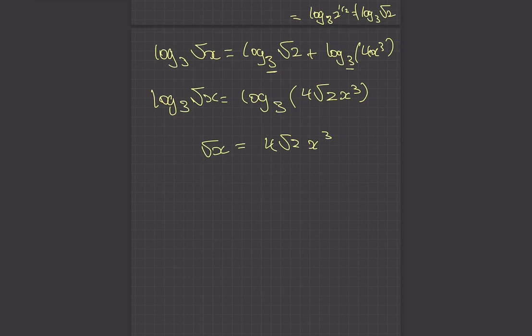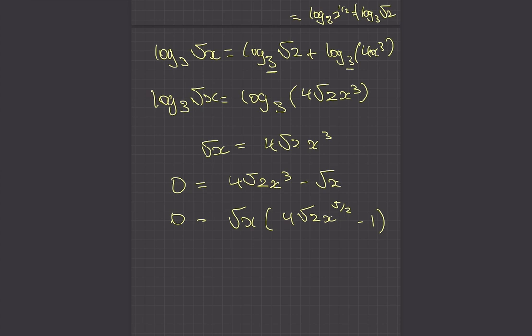If we just move this root x onto the right, 0 equals 4 root 2 x cubed minus root x. So that means that root x and then 4 root 2 x to the 5 over 2 minus 1 equals 0. And the reason I'm doing this is because maybe you might not be able to divide by x in some future case. And this is what you would do. You would move it over and then factorize instead of dividing.